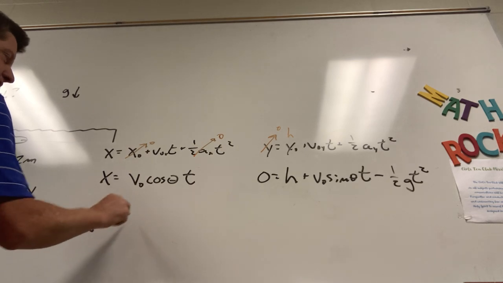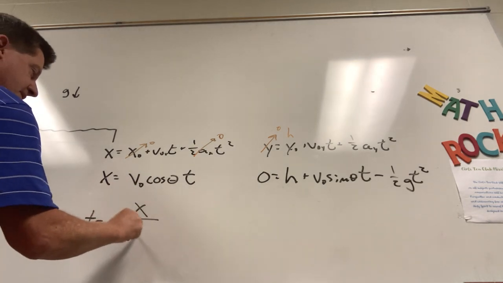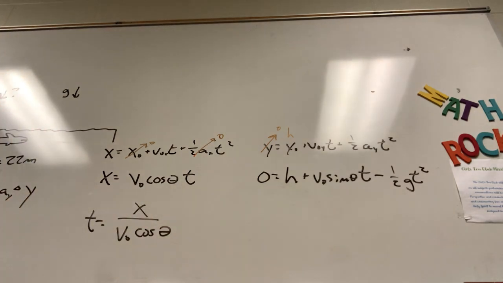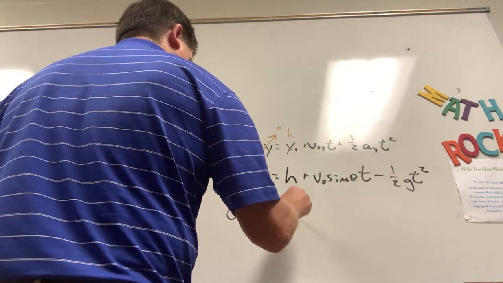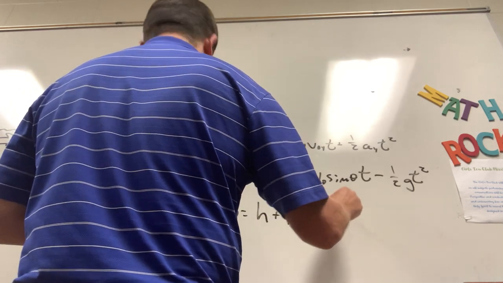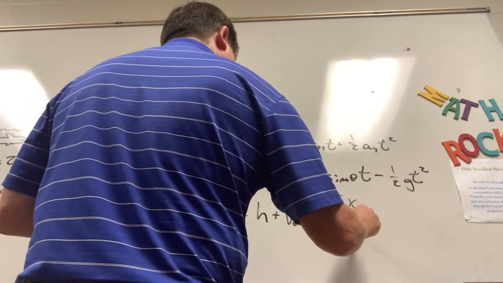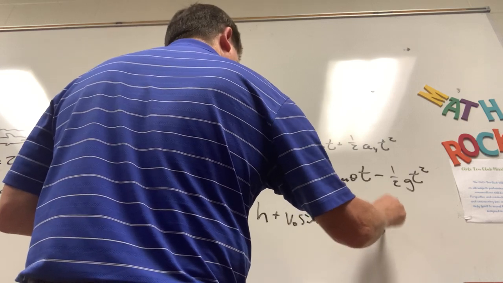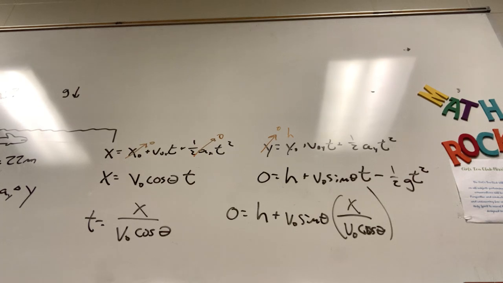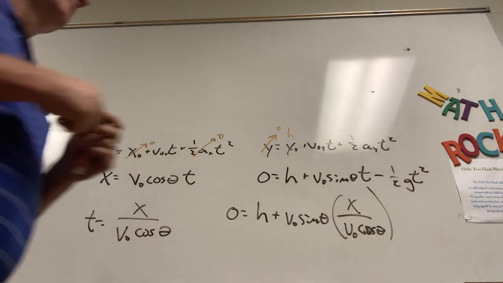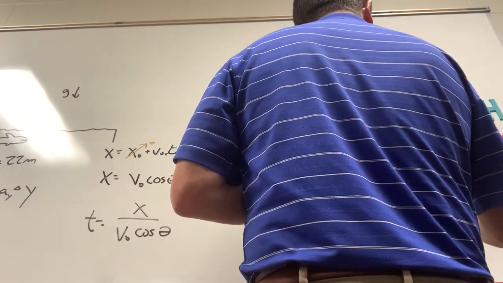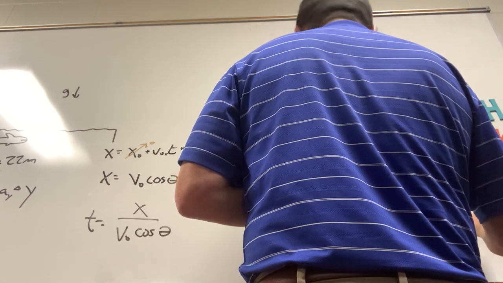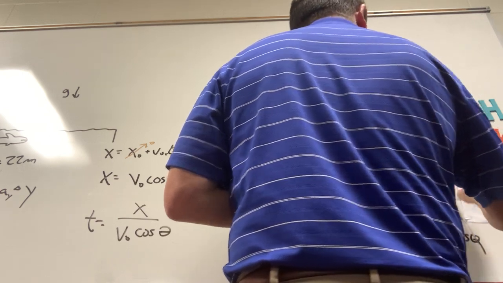Time equals x divided by V naught cosine theta. Is everybody with me on that? Substitute. Zero equals height plus V naught sine theta times x over V naught cosine theta, minus 1 half g times x over V naught cosine theta, squared.